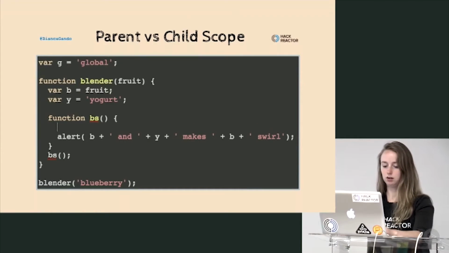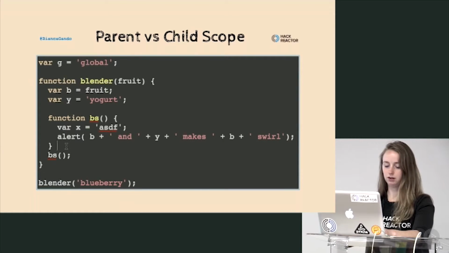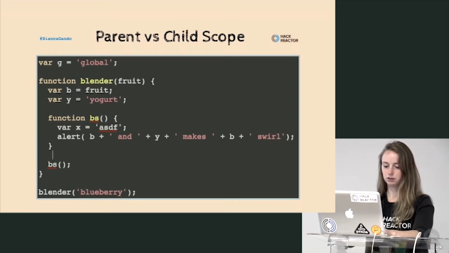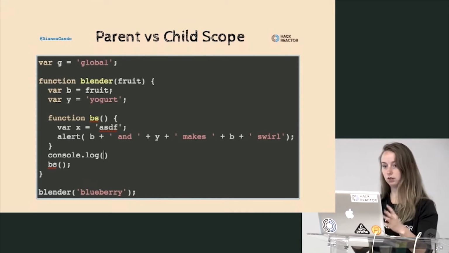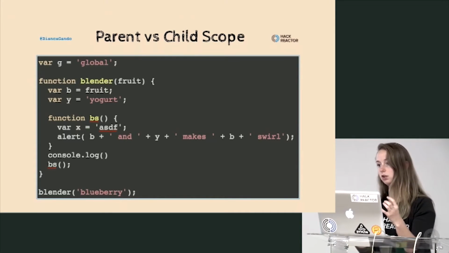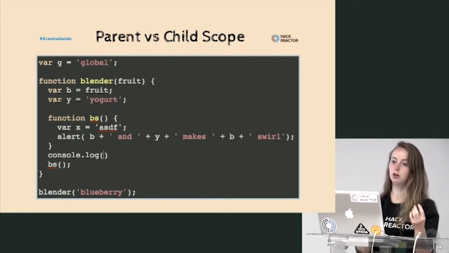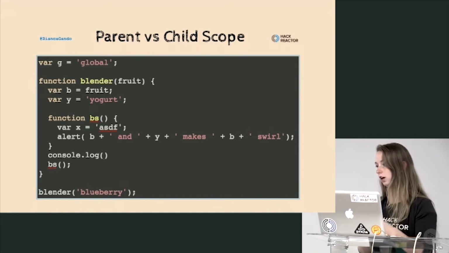So if we said var, I don't know, x equals ASDF, sorry, my creative juices are a little slow this morning. We couldn't say down here console.log x. That's because while child scopes are nested, the inner nested function has access to the parent scope as well as the global scope, but the parents don't have access to the child scope.